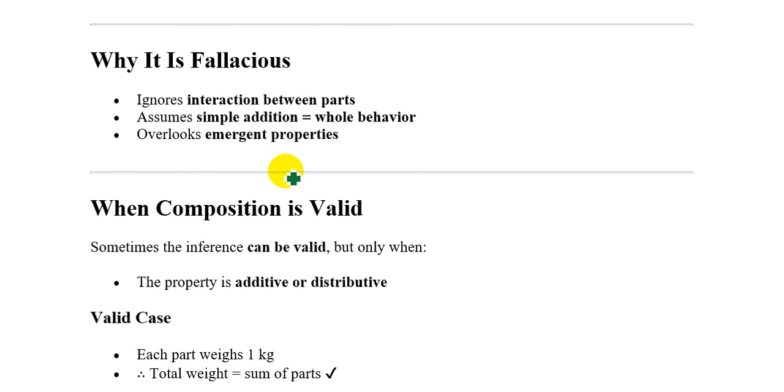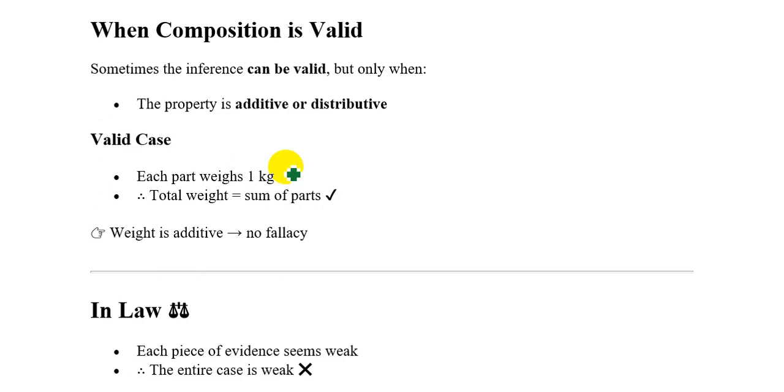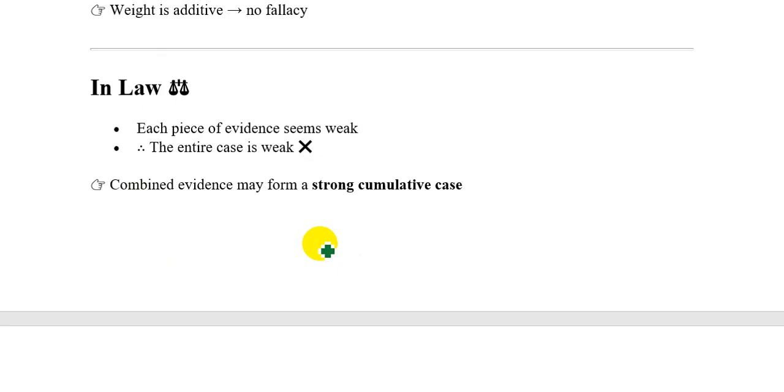Now why is it fallacious? It ignores interaction between parts, assumes simple addition is equal to the whole behavior, and overlooks the emergent properties. When will composition be valid? Sometimes the inference can be valid, but only when the property is additive or distributive. For example, each part weighs 1 kg. Therefore, of course, the total weight will be the sum of the parts. Weight is additive, so there is no fallacy occurring here. Each piece of evidence seems weak, therefore the entire case is weak, is a false assumption. Combined evidence may form a strong cumulative case.